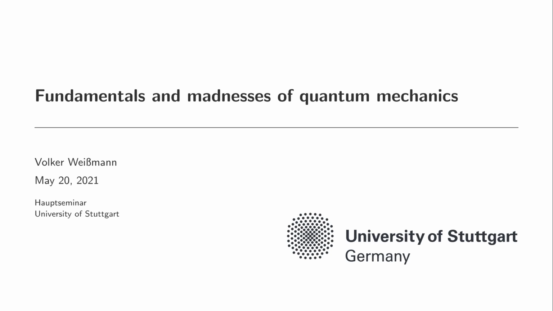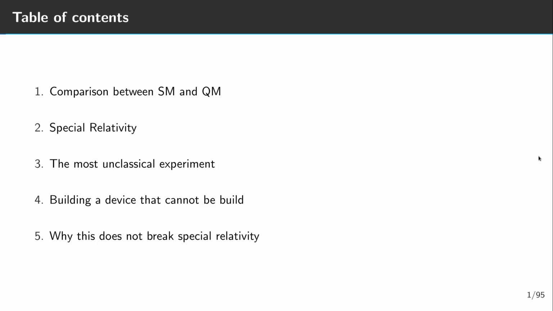And I will talk about the fundamentals and madnesses of quantum mechanics. So first of all, I will compare my field, statistical mechanics, with quantum mechanics. Then I will need to explain some special relativity for those of you that never had the pleasure. Then I will show you the most unclassical experiment ever done. Then I will explain to you how to build a device which cannot be built. And I will explain to you why this does not break special relativity.